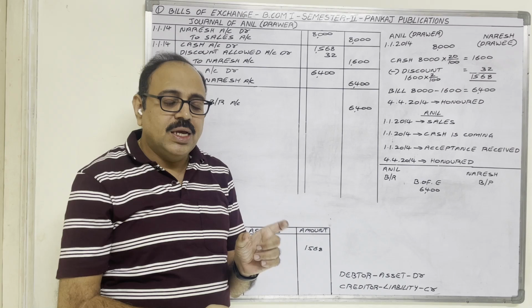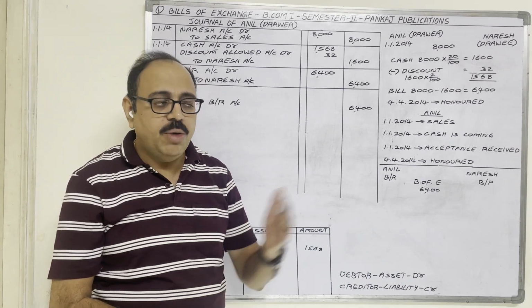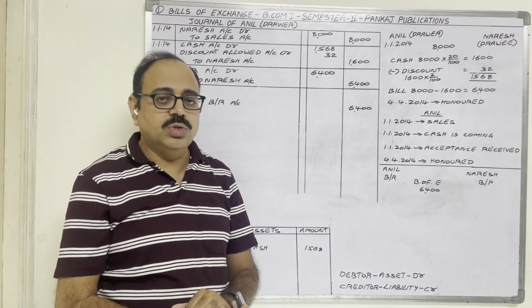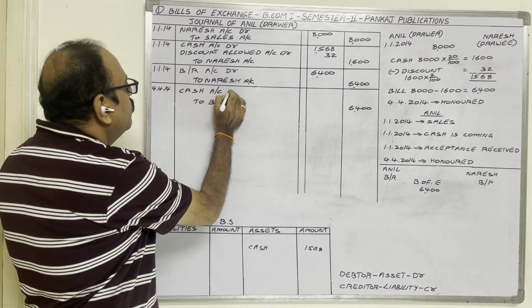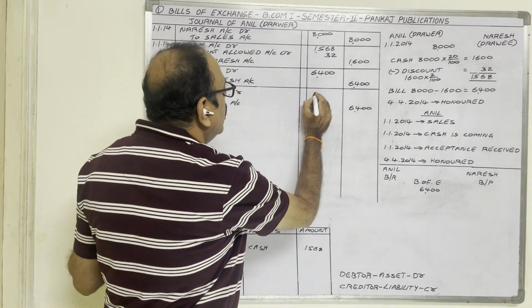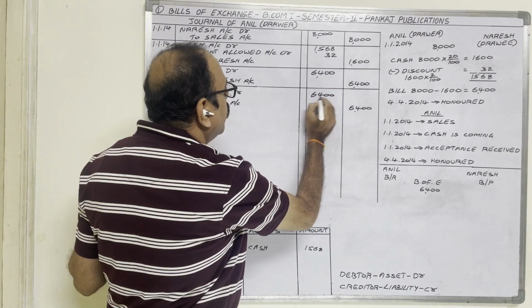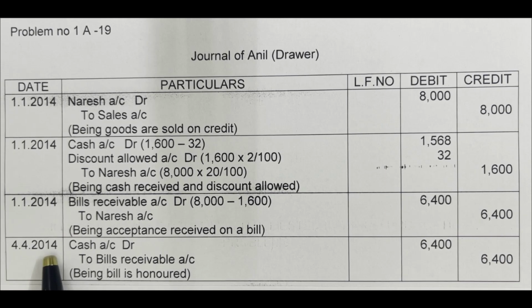So cash is an asset. So assets are real accounts. Real account rule: debit what comes in, credit what goes out. Cash is coming now, therefore debit cash account. Final entry is cash account debtor to bills receivable account, amount 6,400 rupees. On due date 4th April 2014, cash account debtor to bills receivable account 6,400 rupees. Narration, being bill is honored.